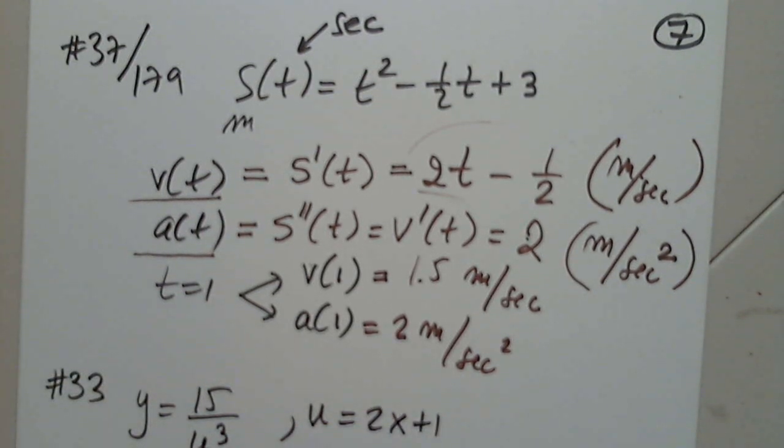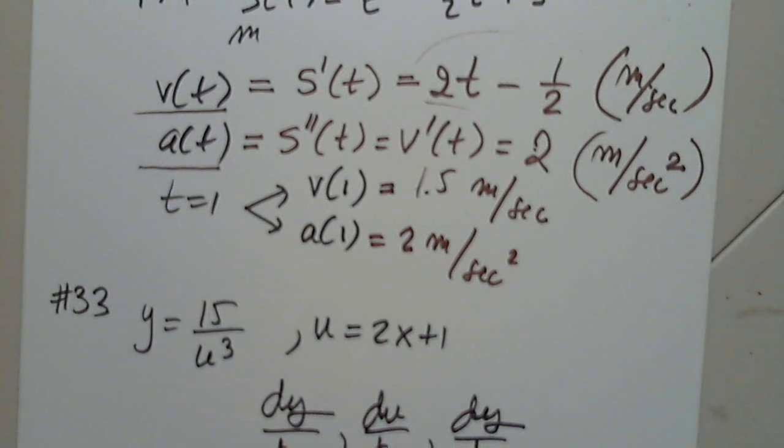2x plus 1. So this kind of looks like gibberish. It's not. So I'm just going to copy this. We are asked to find dy over du. We're asked to find du over dx. And we're asked to find dy over dx. Okay, perfect. Notice that all these are different. Dy over du is one thing, du over dx is a different thing, dy over dx is a different thing. So let's start with the easy one.